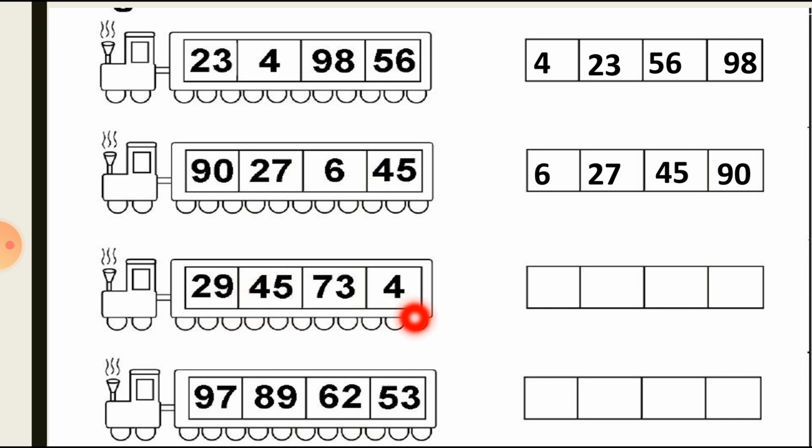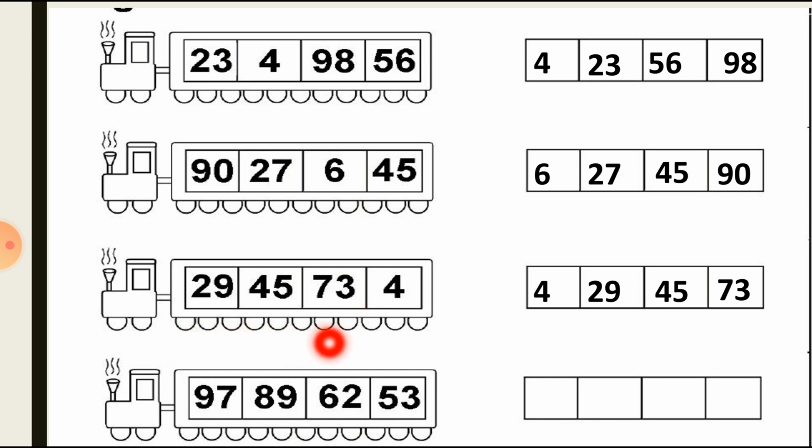Here in number 3 the smallest number is 4, so I have to write down 4. Then the smallest number is 29 here, so I have to write down 29 there. After 29 I have to take 45, so write down number 45 there. And then the biggest number is 73, so I have to write down the number 73 there.